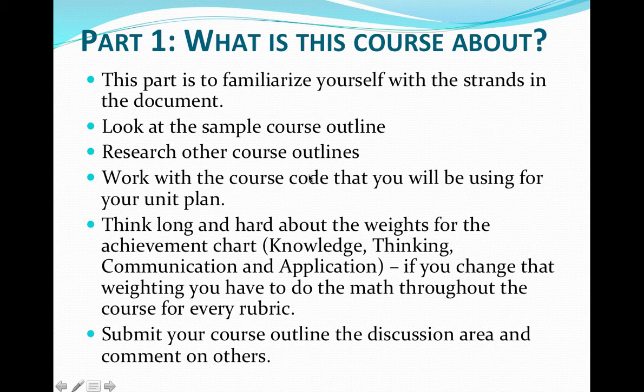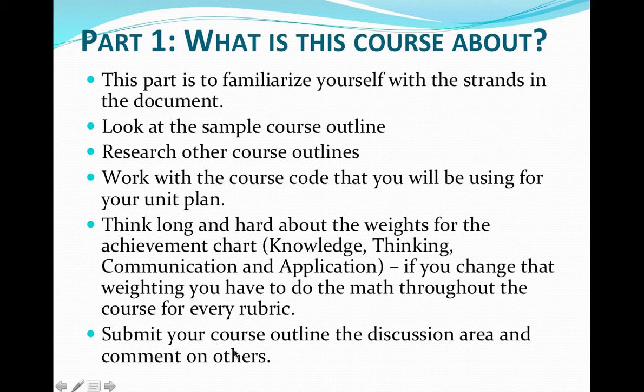So ideally, I'd like you to work on the course code you have chosen to do for your whole unit plan at the end of this course. If something happens and you decide to change, that's still fine. It's still early enough. But ideally, I'm going to think about this whole course from beginning to end. The biggest piece to think about there is planning the weighting for the knowledge, thinking, communication, application, the achievement chart. Are you going to keep those even? Are you going to change them? If you do change them, then that means you have to stay true to that throughout the whole course. Every rubric, every evaluation you do, the weighting is therefore changed. So think that one through.